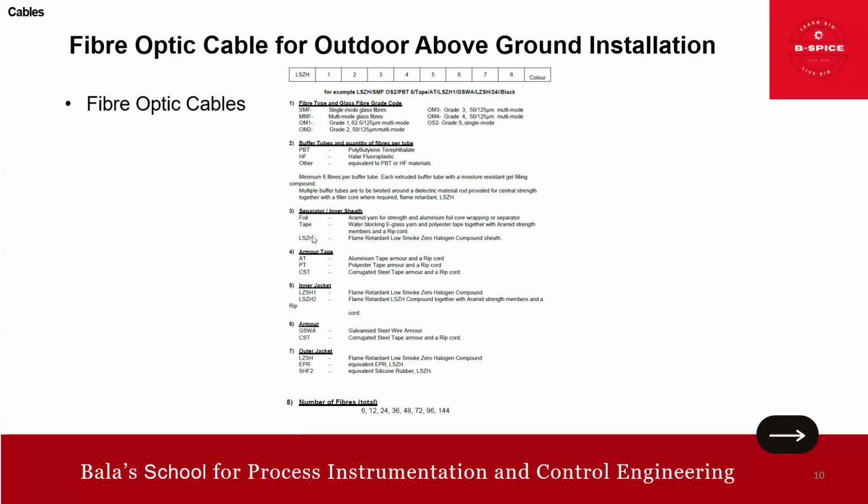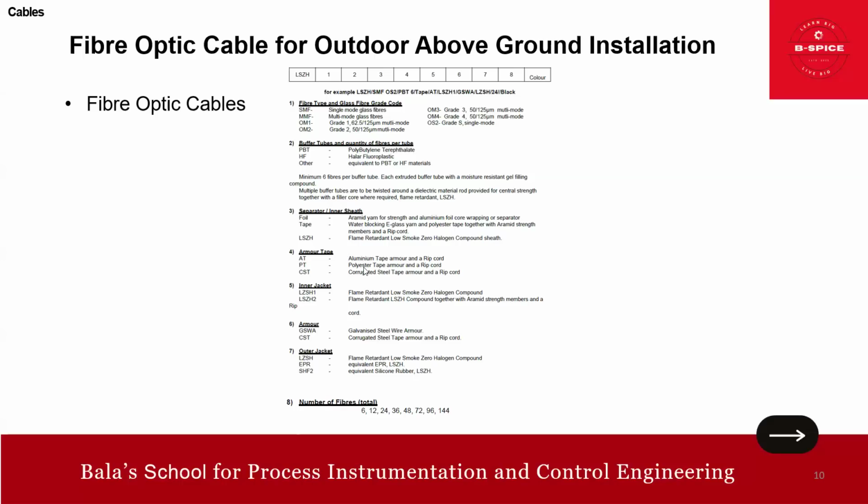Then we have a separator, friends. Separator means the inner sheath. You see, aramid yarn for strength and aluminum foil core wrapping or separator. Then we have a water blocking tape. We call it E-glass yarn, water blocking E-glass yarn and polyester tape together with aramid strength members and a ripcord. Then we have LSZH, flame retardant, low smoke, zero halogen compound. Yeah, this is the separator inner sheath.